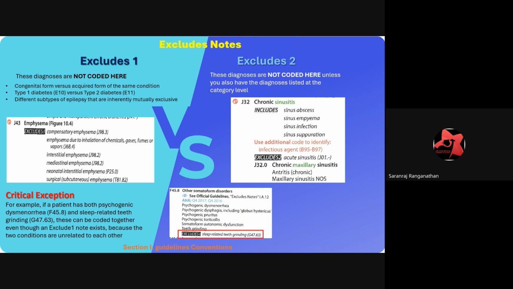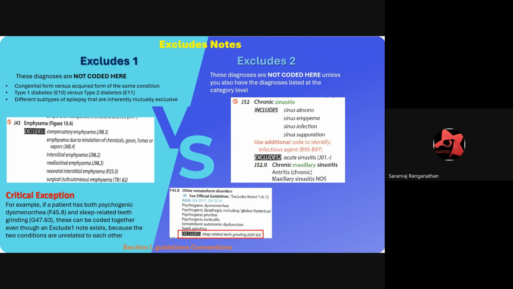When it comes to Excludes 2, the conditions are similar but not the same, or we can say this happened because of that. One good example is chronic sinusitis and acute sinusitis, which you can code together. We feel sinusitis is the same condition, whether after acute it has converted to chronic. Yes, because of acute only it became chronic, but we still consider acute as well as chronic, which means not code here.